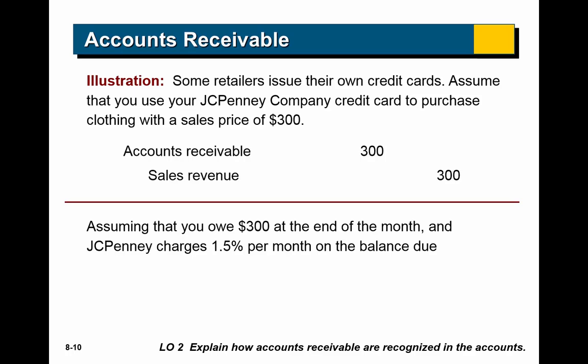And then it says, assuming you owe $300 at the end of the month, and JCPenney charges 1.5% per month on the balance due, your accounts receivable will increase by $450. And they'll have an interest receivable of $450.